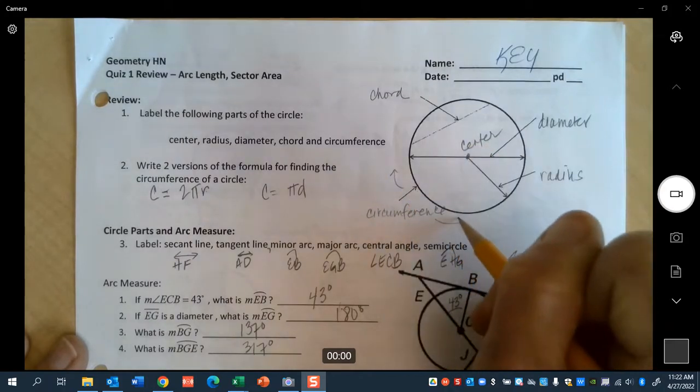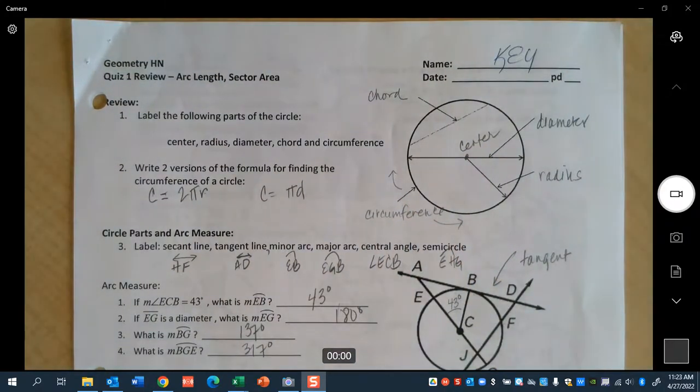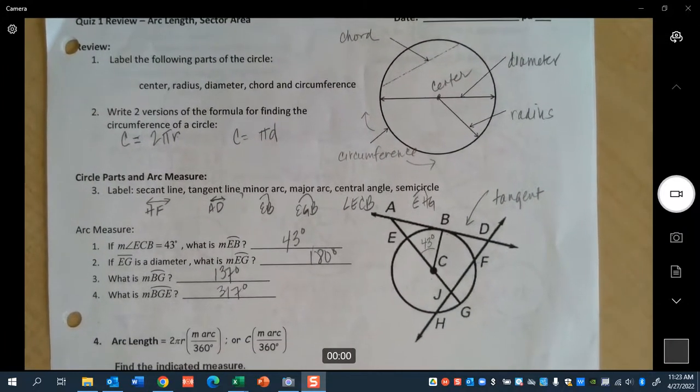Circumference represents that distance around the circle. The two versions of the formula for finding the circumference, whether you think of it as 2 pi r or pi d, it doesn't matter because your diameter is twice your radius. So both of those, and that does need to be memorized.